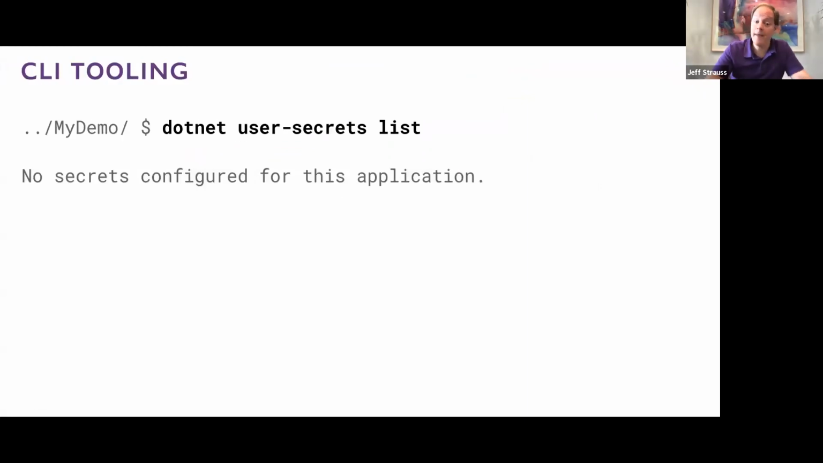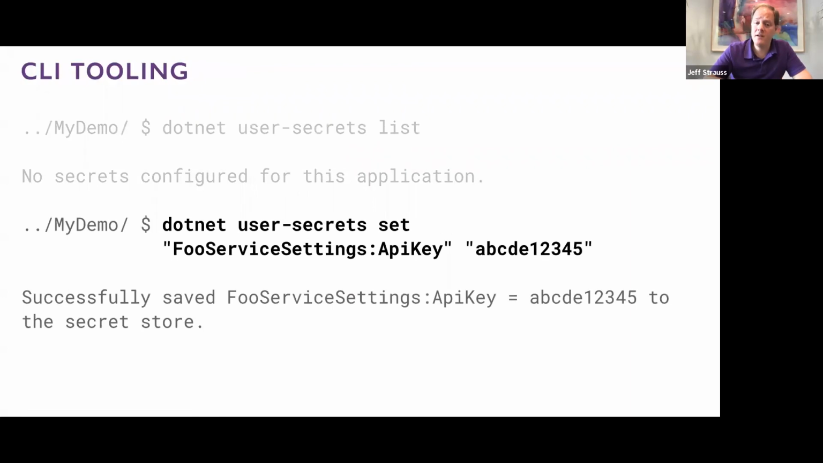So once you've done that, if you try to list them at the beginning, you'll get nothing. But then you can go and you can set a user secret from the command line.